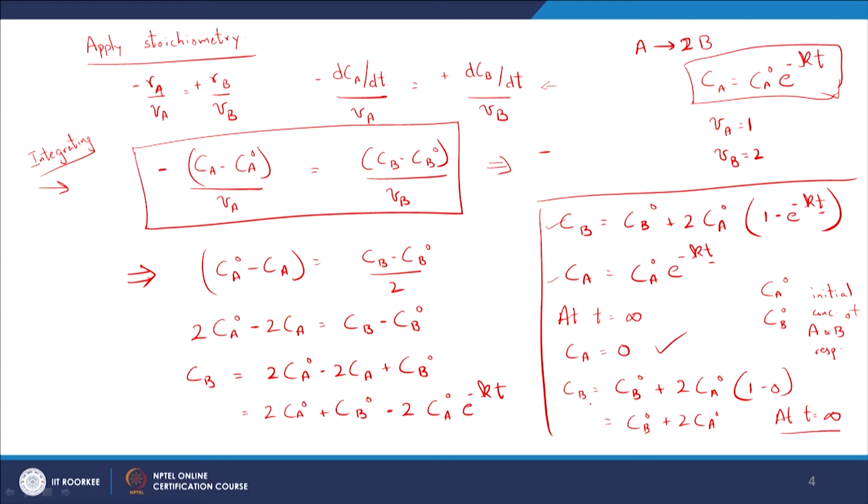So, what does this mean? At equilibrium, you will have all the initial Cb naught present and also twice the concentration of A present. Why is that? Because we know that for each mole of A we are forming 2 moles of B. So, that is what we see here. Now the check with respect to time equal to 0 and time equal to infinity is done. This is with respect to the batch reactor.